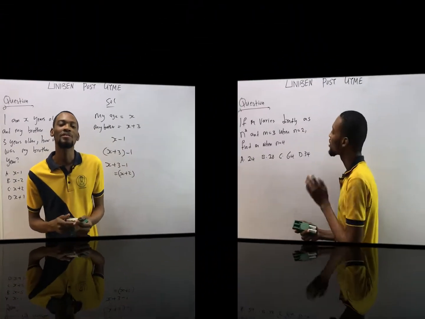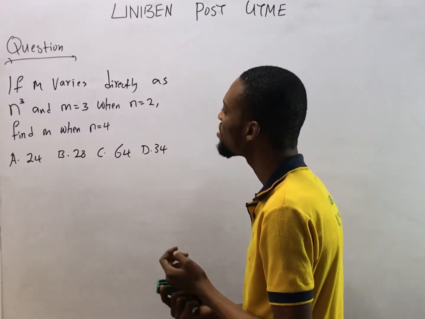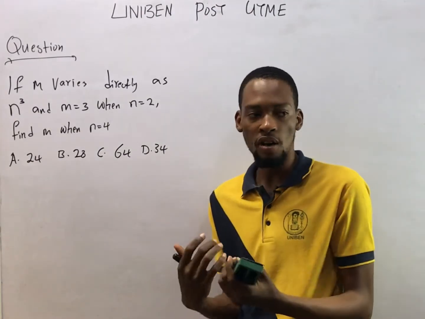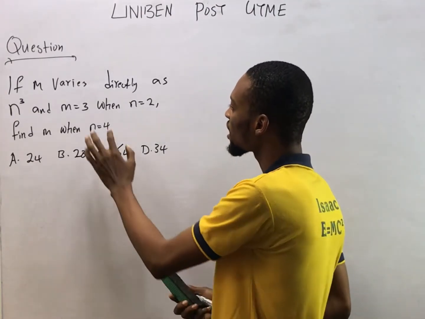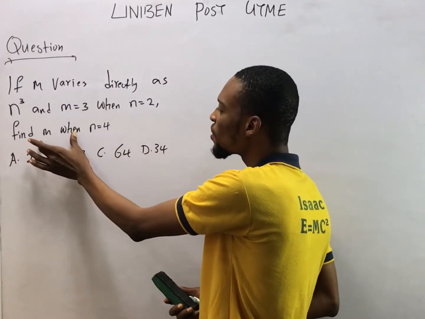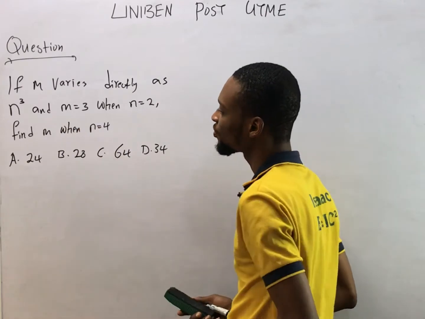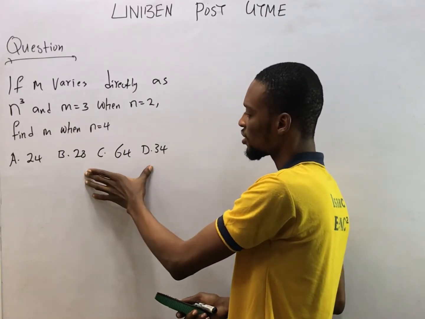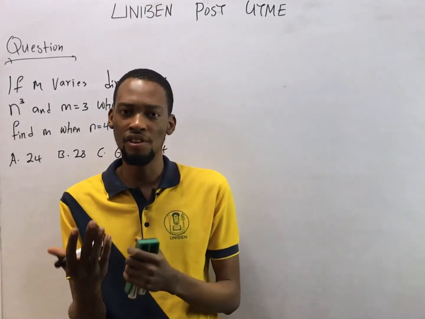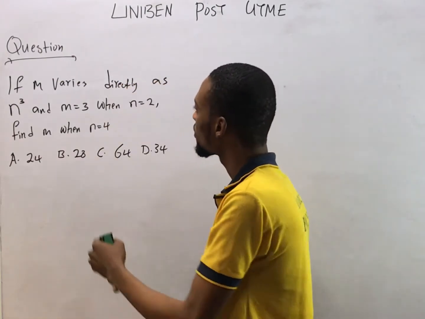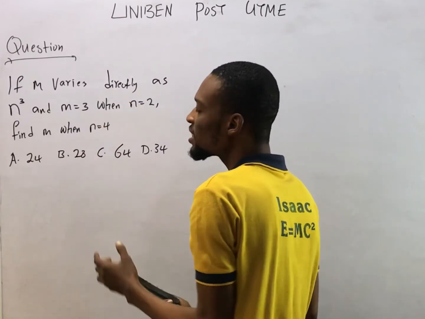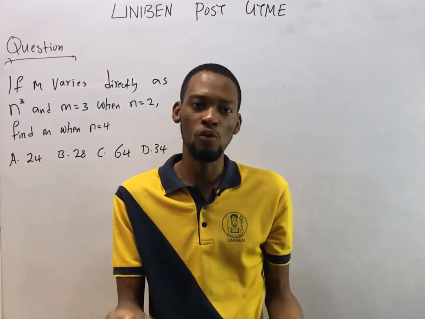That's the correct option. If M varies directly as n cubed, or n raised to the power of 3, and M is equal to 3 when n equals 2, find M when n is equal to 4. And these are the options. This question is under variation, and as the question implies, it says varies directly. So this is a direct variation question.